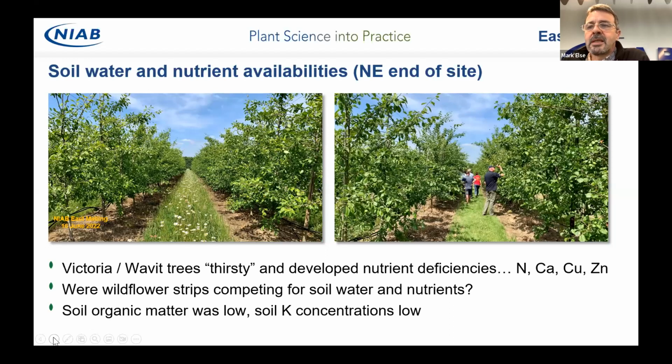One thing we did see in the soil down at that end of the orchard, in the north east section, was that the soil organic matter was very low compared to the other areas, and the soil potassium concentrations were very low. So I think partly the driver behind this significant demand for water and fertilizers is the very low soil organic matter content, and that's something we're keen to understand how to improve in the future.